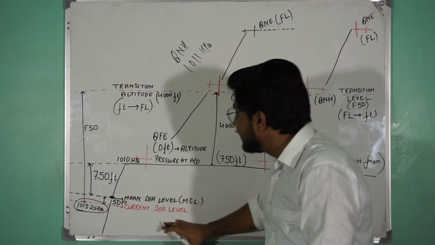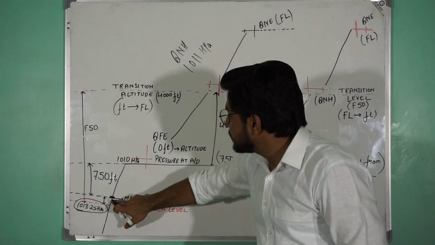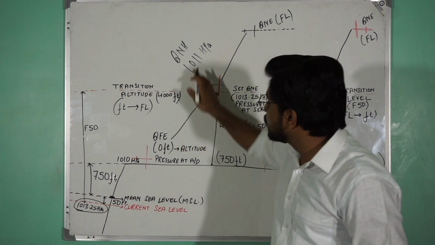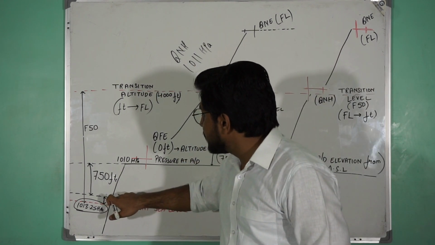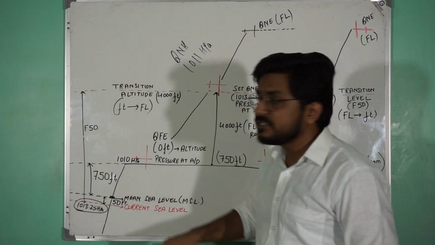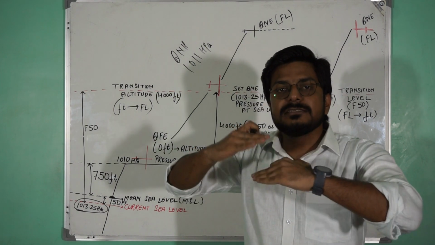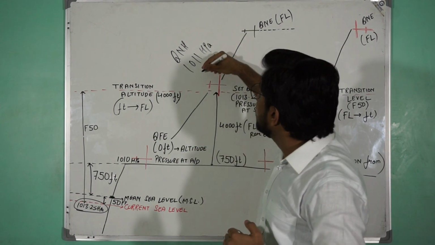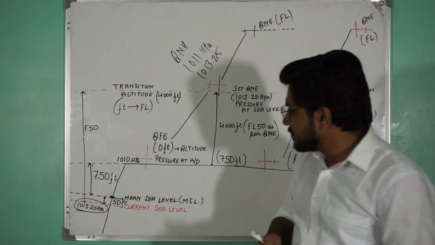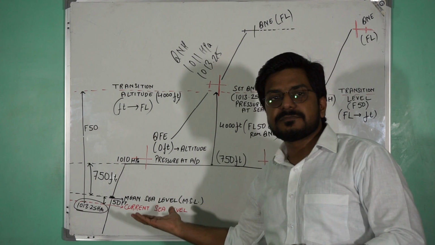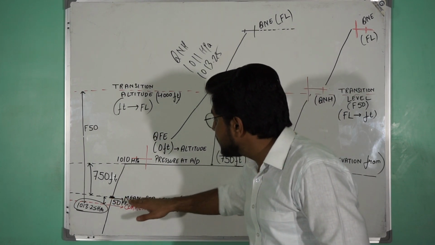As per the current sea level pressure, sea level is going up and down. Because of that, this pressure 1011 is the pressure at the mean sea level. If the current sea level and mean sea level are overlapping each other, then at that time the QNH will be 1013.25, because the level has come up and it is actually at the mean sea level point.